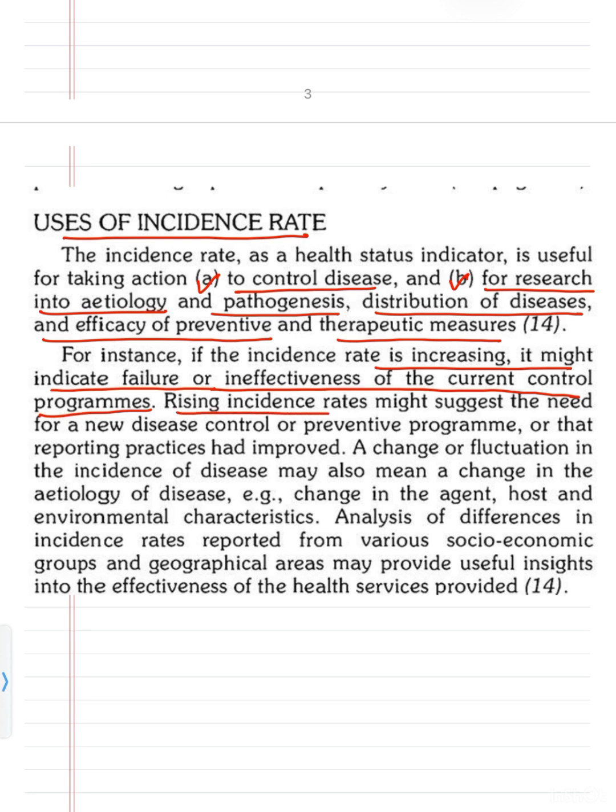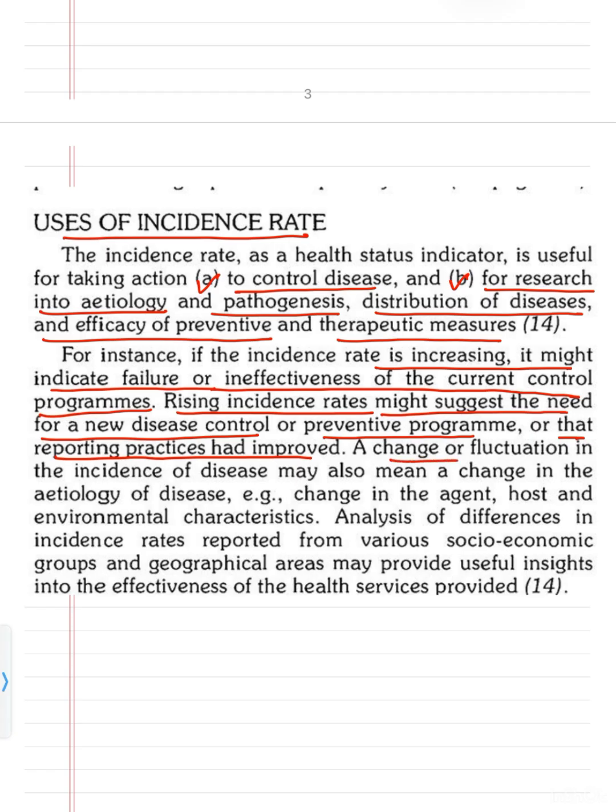Now, a rising incidence rate might suggest the need for a new disease control or preventive program, or that reporting practices have improved. So this may indicate both things: either we need a disease control program, or the disease is under control but our reporting practices have improved, which were initially not that good.